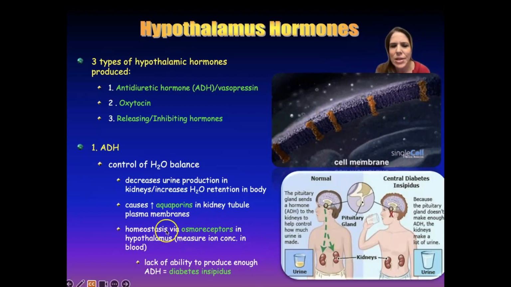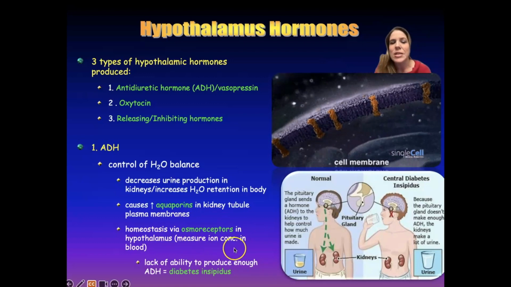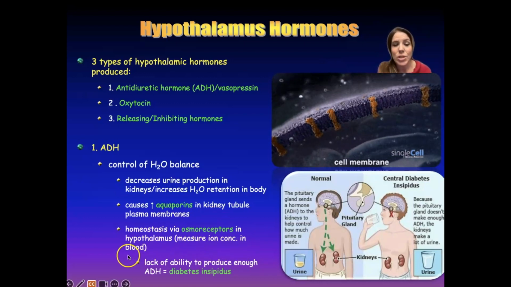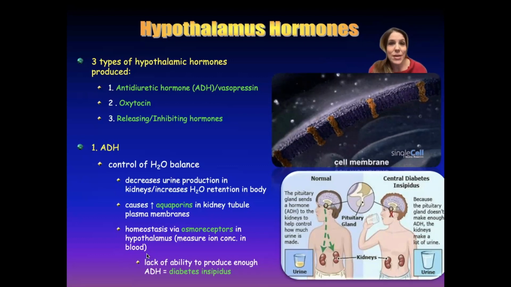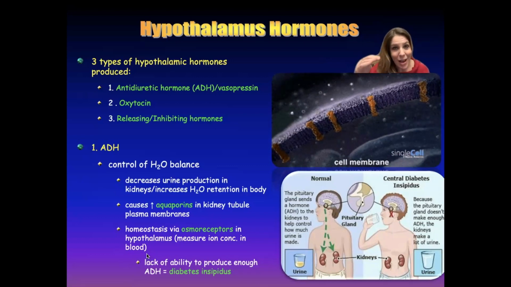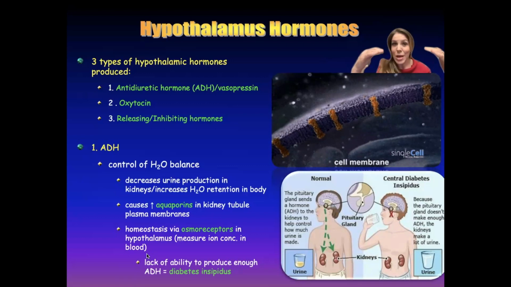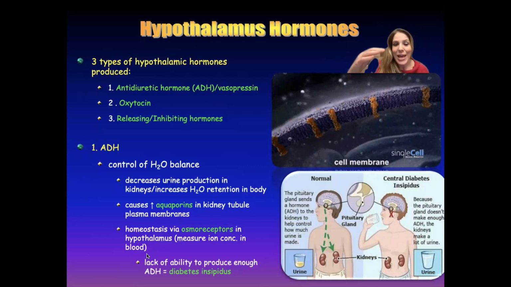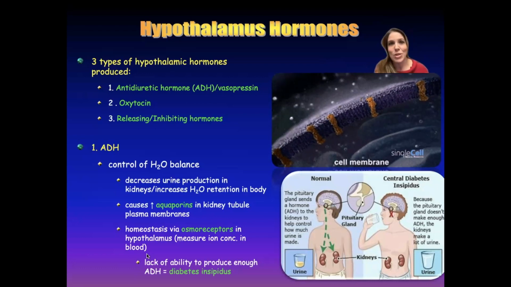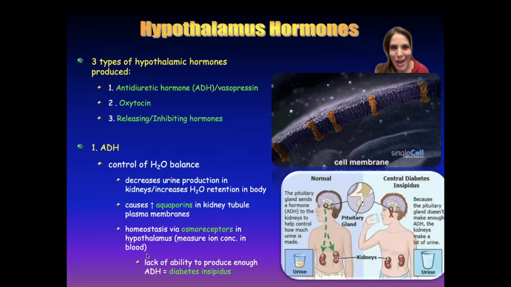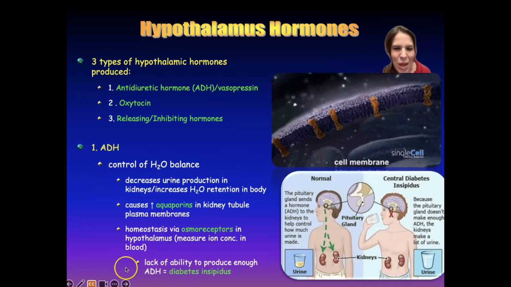So it's constantly using its osmoreceptors to measure the ion concentration of the blood. Because you remember with diffusion and osmosis, if ion concentration is high, then the reverse is true, that the water is low. And so it's constantly measuring the ion concentration so it can determine whether the water is high, low, or where it needs to be.